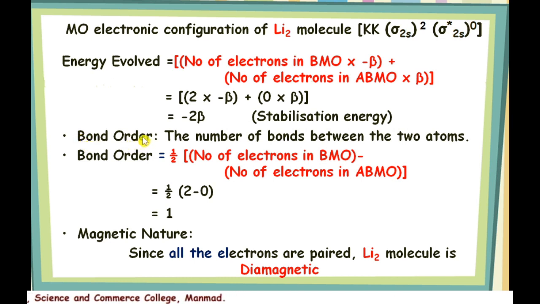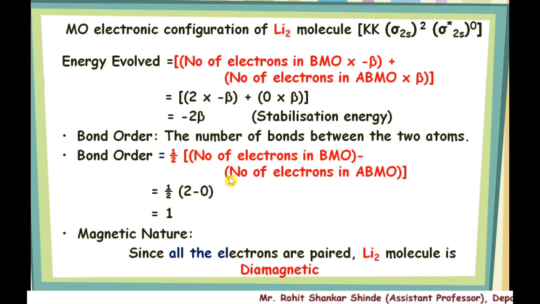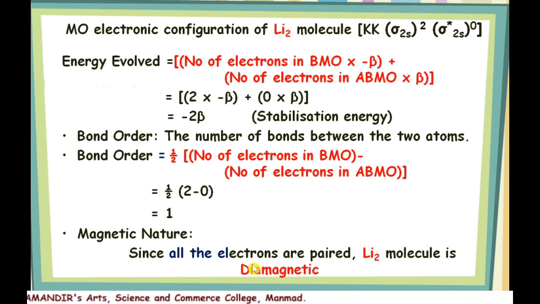Bond order. Bond order can be defined as the number of bonds between two atoms. It can be calculated using the formula 1/2 in bracket number of electrons in BMO minus number of electrons in ABMO. So 1/2 in bracket 2 minus 0, it becomes 1. Bond order 1 indicates that one bond is present between the two lithium atoms in the Li2 molecule. Magnetic nature of the Li2 molecule. Since all the electrons are paired in the Li2 molecule, the Li2 molecule is diamagnetic in nature.